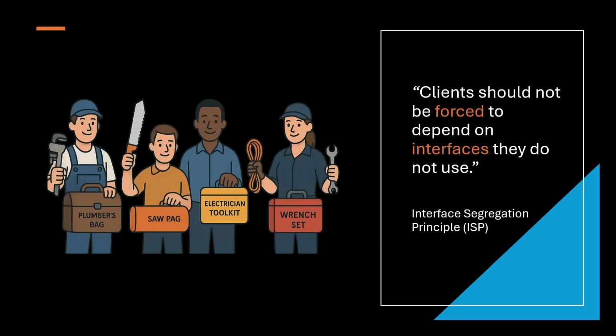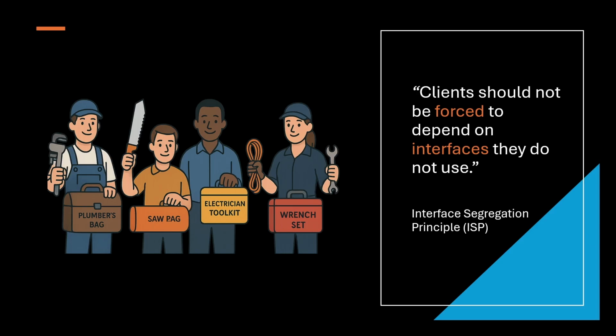Now let's understand what Interface Segregation Principle really means. In simple terms, clients should not be forced to depend on interfaces they do not use. What this means is, when you design interfaces, don't bundle too many responsibilities into one giant interface. That's the key of it. Instead, break them down into smaller, more focused ones so that implementing classes only deal with methods they actually need.